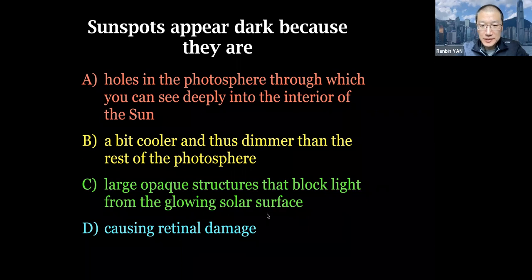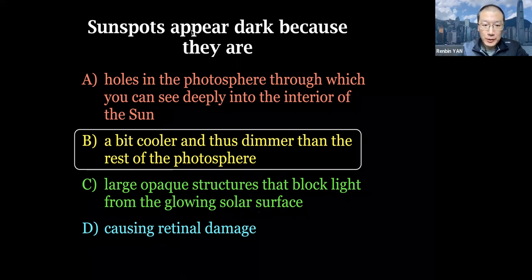Okay, most of you answered and most of you got it correct. The correct answer is B. It's a bit cooler and thus dimmer than the rest of the photosphere. So this is also because of the Stefan-Boltzmann law, right? Because it's cooler, per unit area the intensity of light, the flux, is lower. So it will look dimmer than the rest of the photosphere. So this was actually due to the same physical law I just explained.